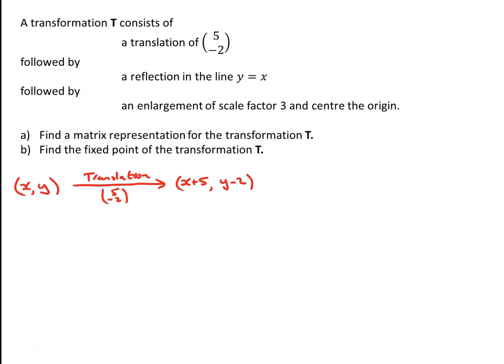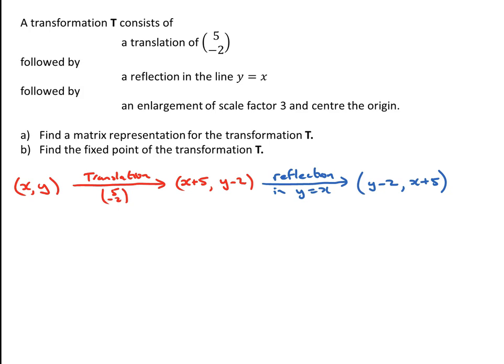We've then got to do a reflection in the line y equals x. And doing a reflection in the line y equals x simply switches over the existing x coordinate and the existing y coordinate. So once we have done the reflection in the line y equals x, we are going to have the point whose x coordinate is y - 2 and whose y coordinate is x + 5.